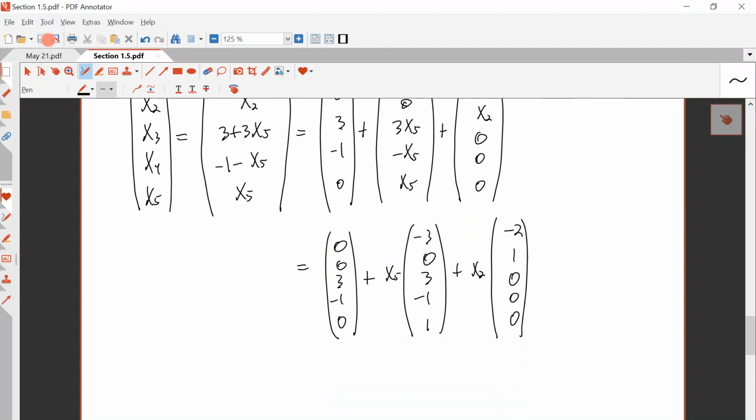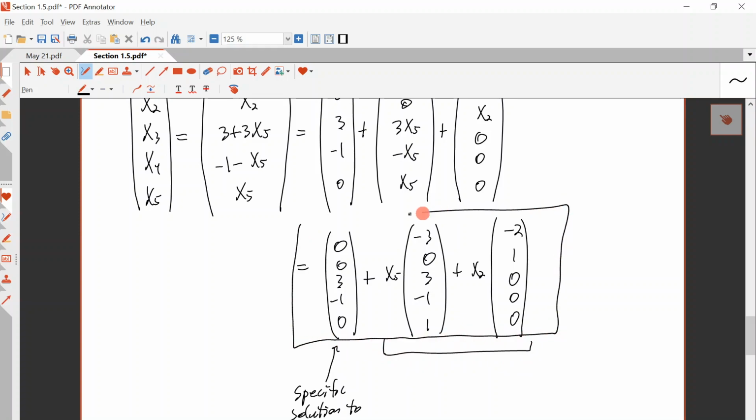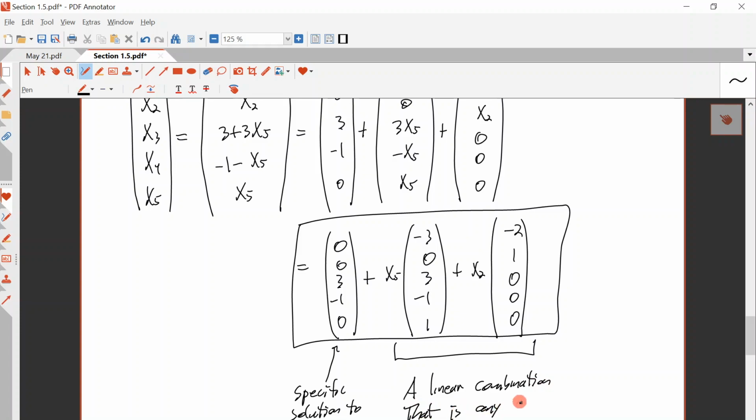So there we have it. This is a specific solution to Ax equal to b. And this right here, so that's the final answer, so let's box it. But this portion of it right here is a linear combination that is any solution to Ax equal to 0. Because that's the same thing we got in the last problem, right?